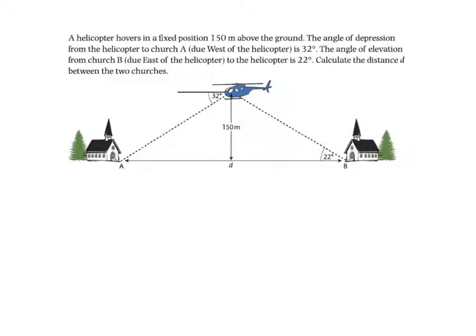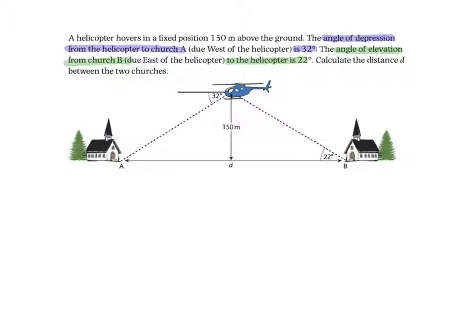We will attempt this question. Please pause the movie and read the question. There are two new terms, you haven't met them before. Angle of depression from the helicopter to church A is 32 degrees. And angle of elevation from church B to the helicopter is 22 degrees.